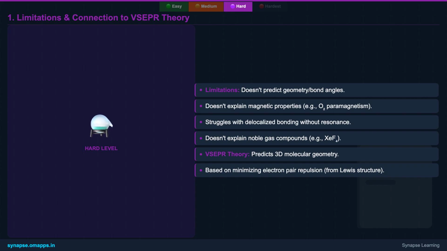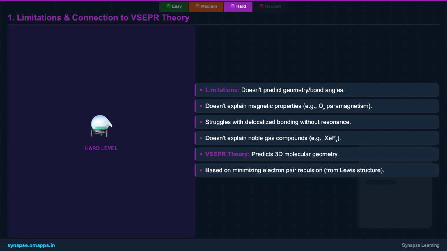They also fall short in explaining magnetic properties, like why oxygen is paramagnetic. Furthermore, they can't fully capture the nuances of delocalized electrons without using multiple resonance structures, which are just representations.